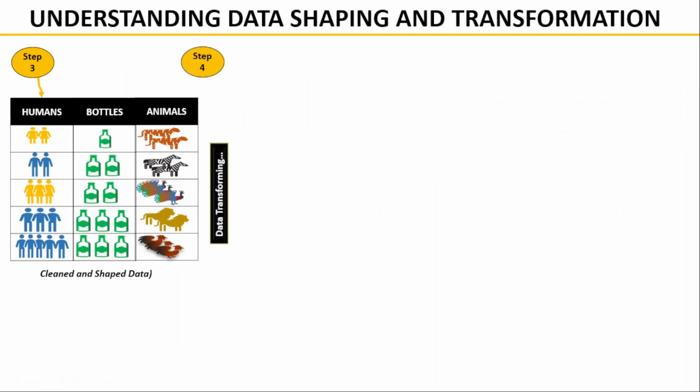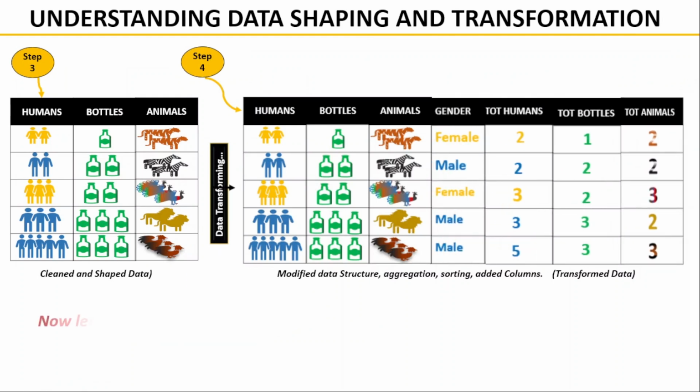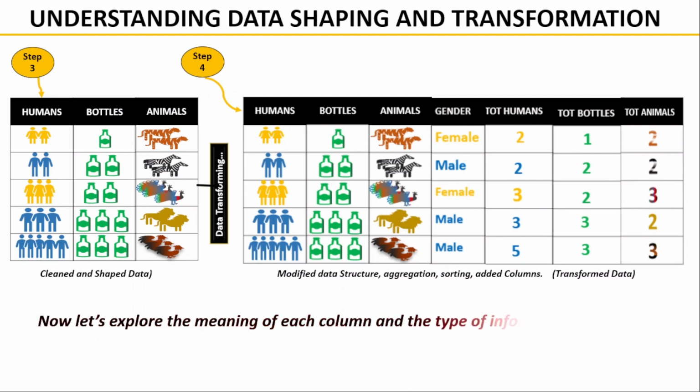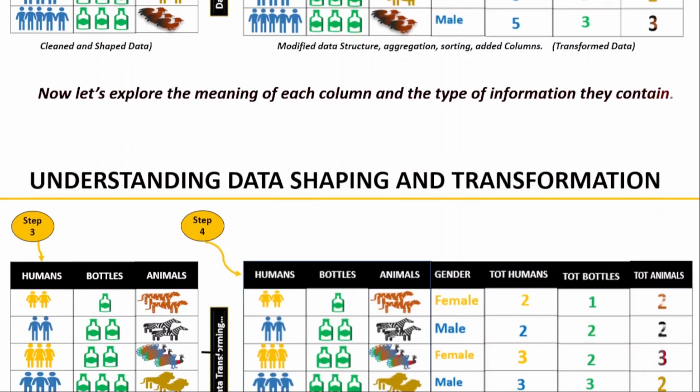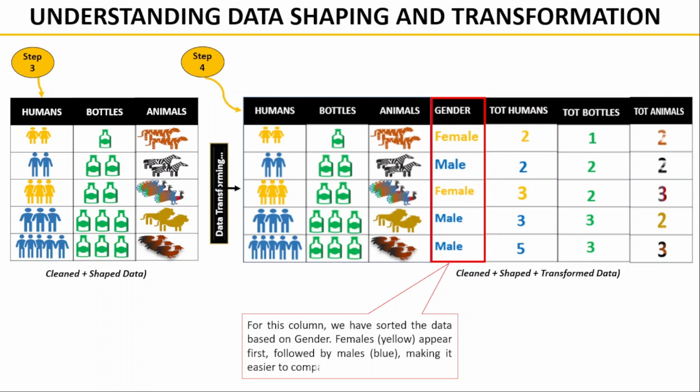Step 4. Data transforming. Now that we have our transformed data, let us explore the meaning of each column and the types of information they contain. For our gender column, we have sorted the data based on gender, the females in yellow colors, while the males are in blue colors, making it easier to compare groups.